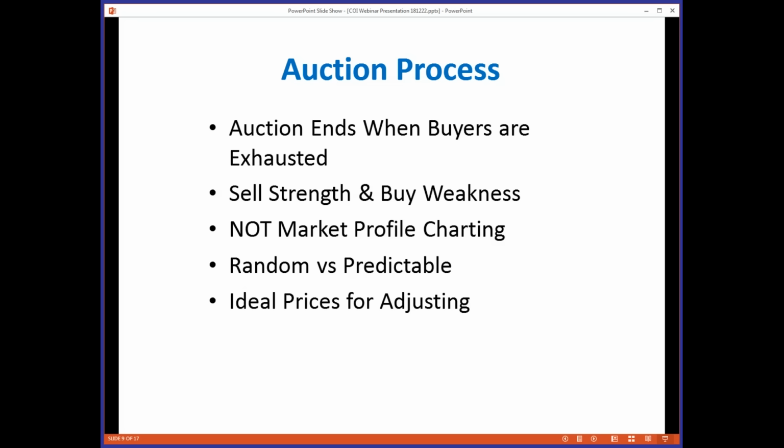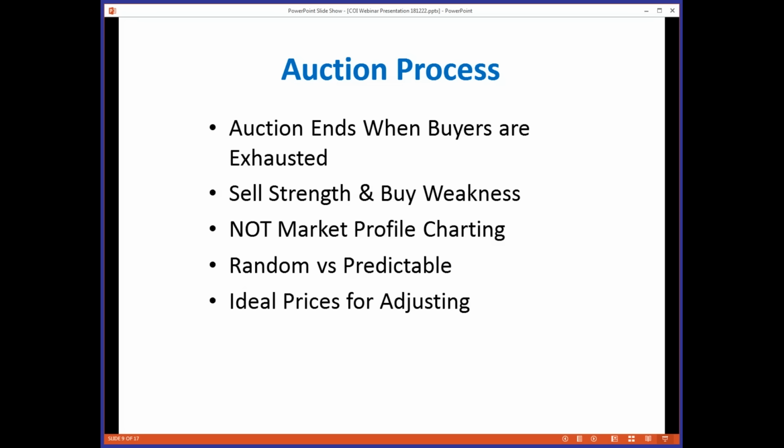Same way with the selling auction. If the market's selling off to the downside, that downward movement is going to stop when we run out of sellers, not necessarily when buyers come in. Now, if the market does turn around from a downturn and starts going up, at some point buyers will come in, but the turnaround doesn't happen because of the buyers. It happens because we run out of sellers.